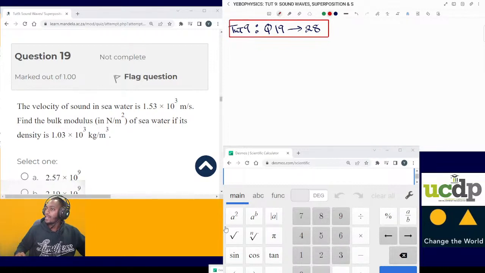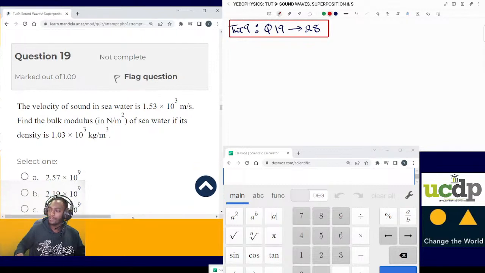Alright, so let's get started. We're going to start with question 19, which is already showing on the screen there. Question 19, and I'm going to read through. I'm just going to expand this.